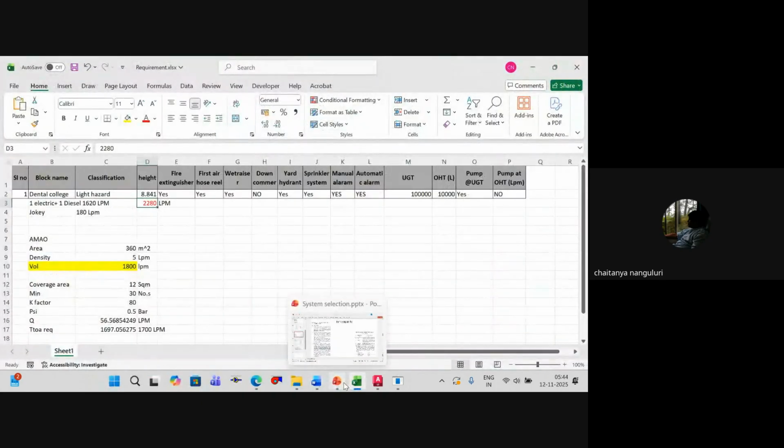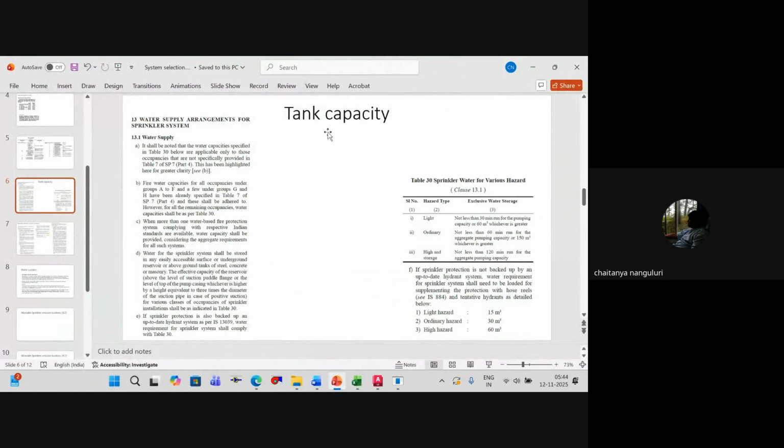I made a slide anyway, that is again a copy from the IS code. I'll just read it out so that it will be clear for everyone. This is the tank capacity, which is in clause 13 of IS 15105, Water supply. It shall be noted that the water capacity specified in table 30 below is applicable only to those occupancies that are not specifically provided in table 7 of SP 7 part 4, which we were referring to, or what we have already referred. In this case, we have already got it, you agree?